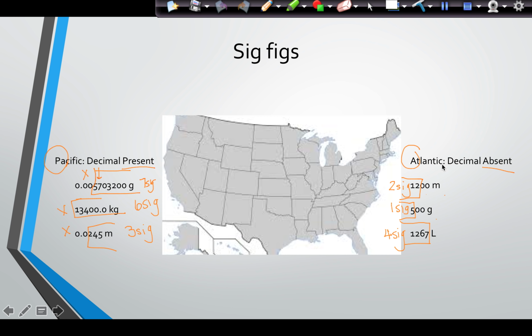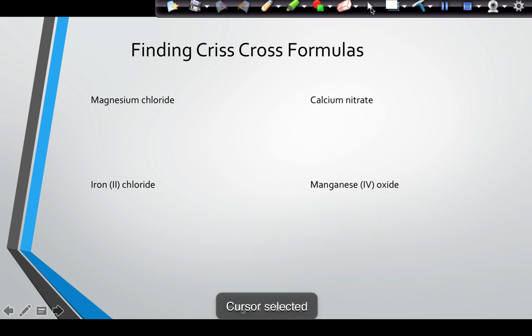Remember, if you have to count significant figures, when there's a decimal absent, the zeros on the Atlantic side are not part of the measurement, are not significant figures. When you have a decimal present, the zeros on the Pacific side are not part of the measurement and are not significant figures.